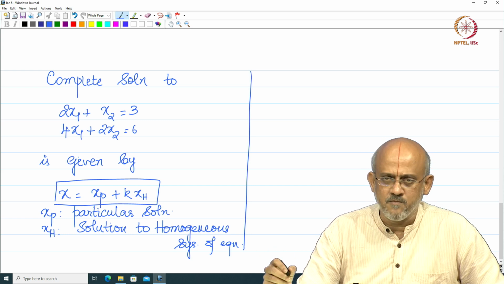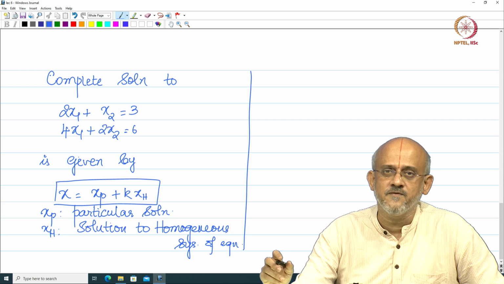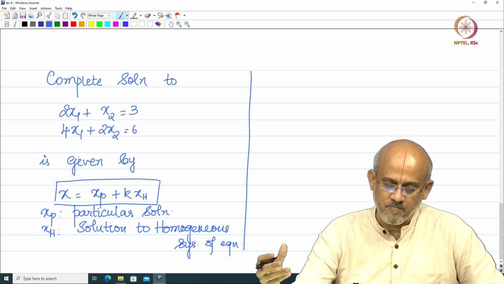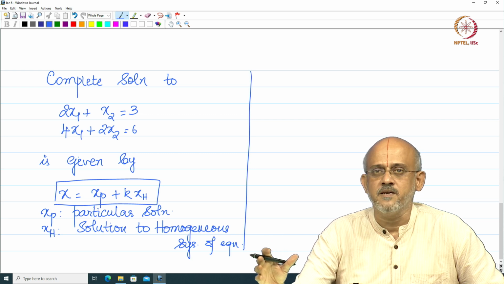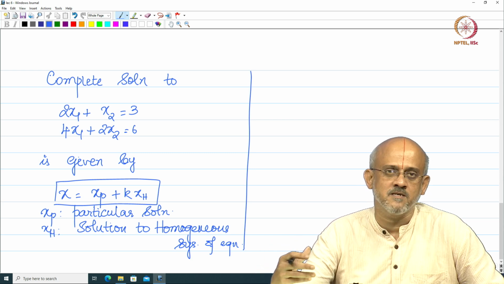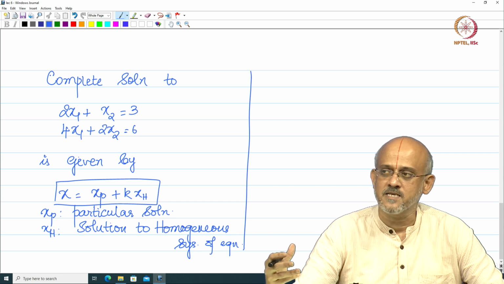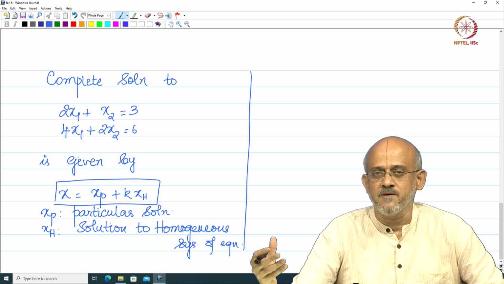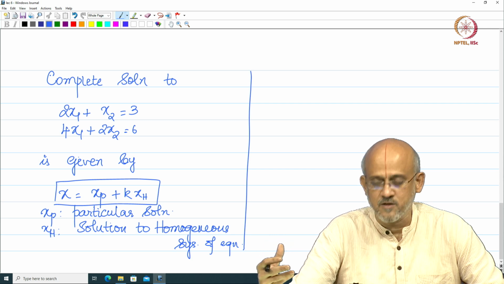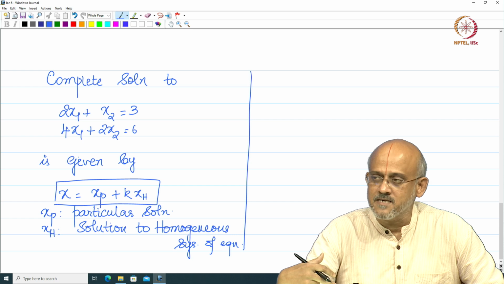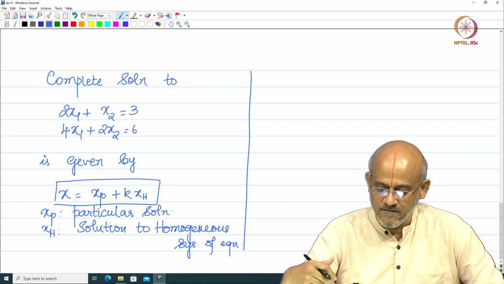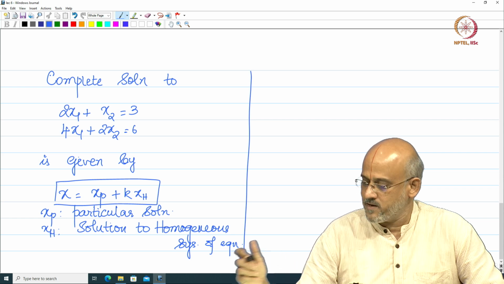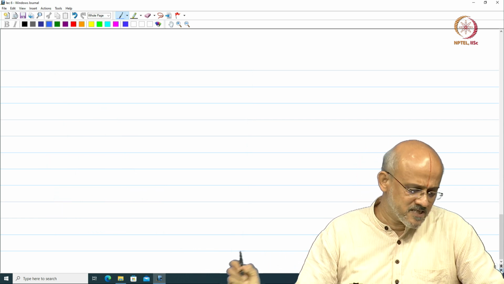Now, in essence we just want to look at the structure of the solution to a given system of equations. The complete solution to a system of linear equations can always be expressed as a particular solution plus a scalar multiple times the solution to the homogeneous system of equations, and that looks like a parametric form. If it is going to be 2D, it is going to look like an equation of a line. Yeah, okay. Now, having seen this, what are we going to look at?